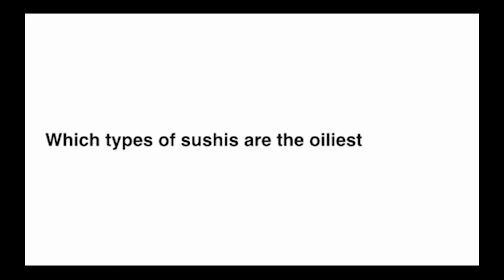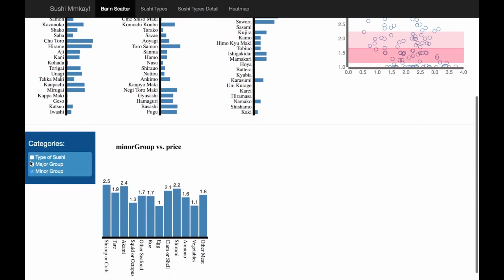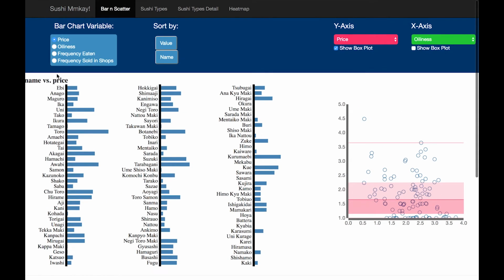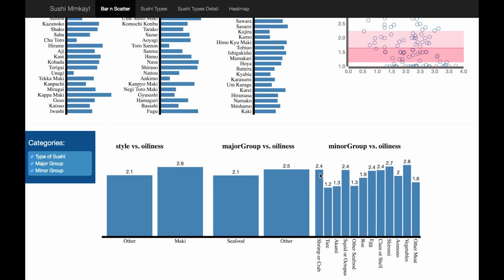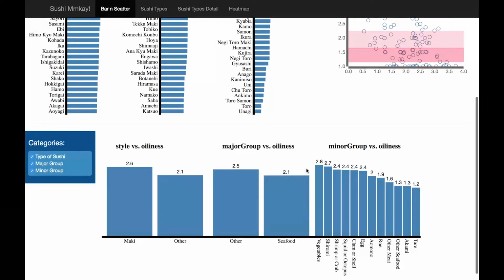The next question is, which types of sushis are the most oily? So to answer this question, we can go to the categorical bar charts that we have created. For this visualization, we can toggle between different categories and compare against different bar chart variables. So to answer the question, we can select oiliness as the bar chart variable. And on this visualization, we can see that the most oily, sorted by value, is the vegetables.